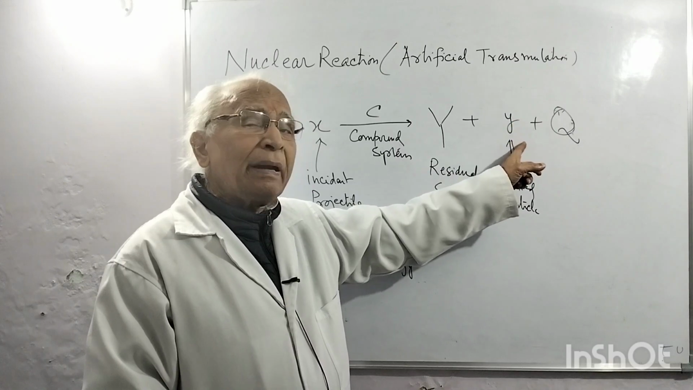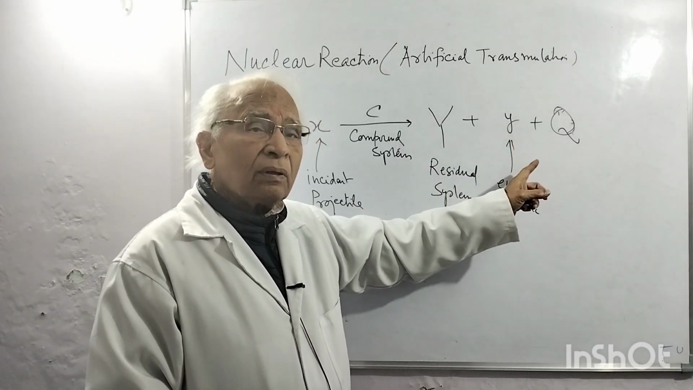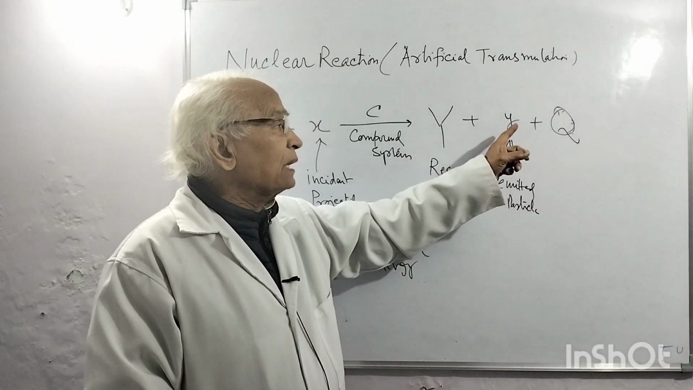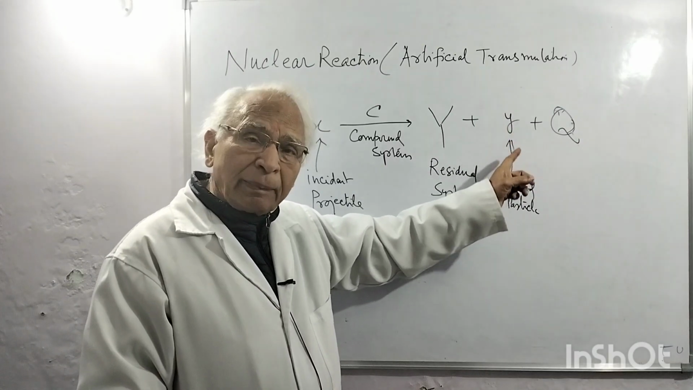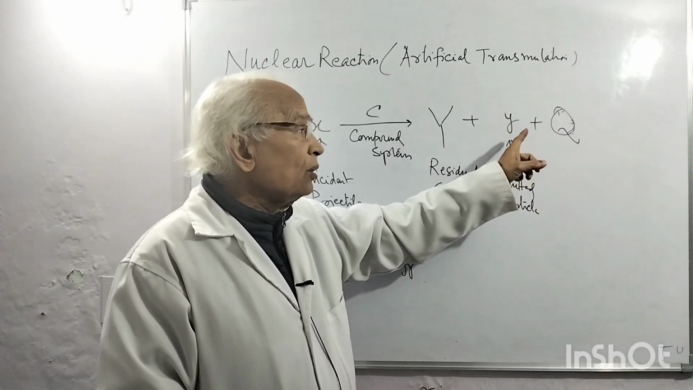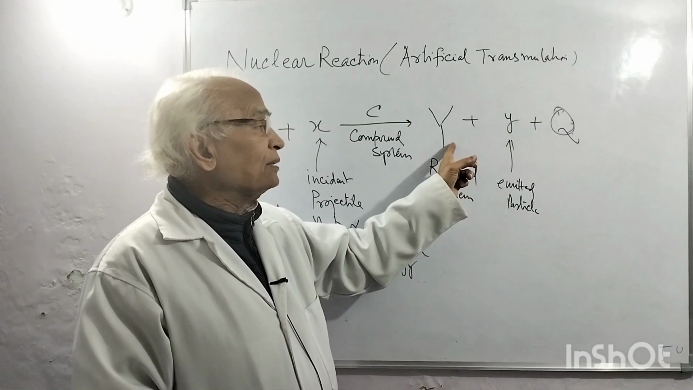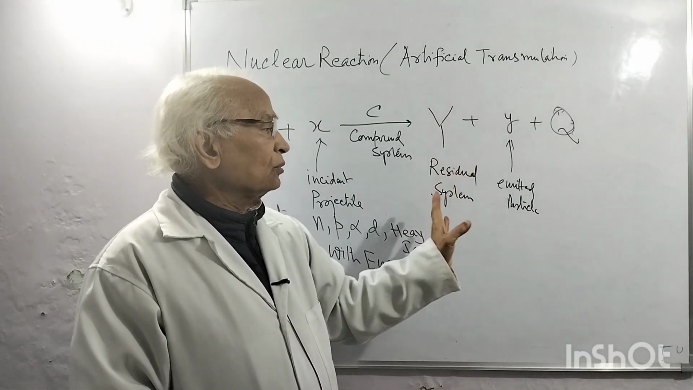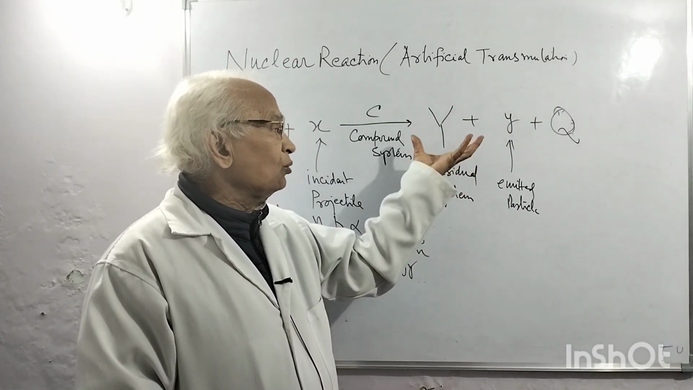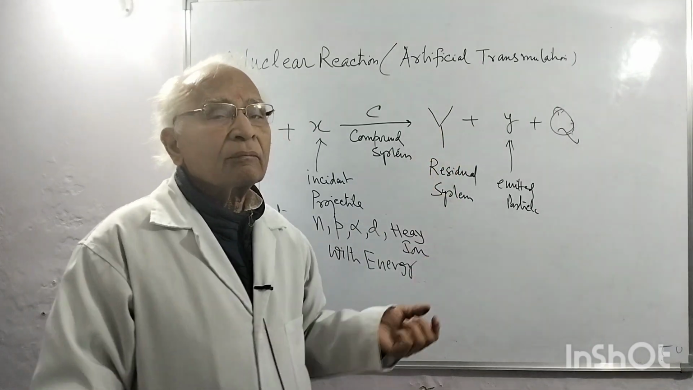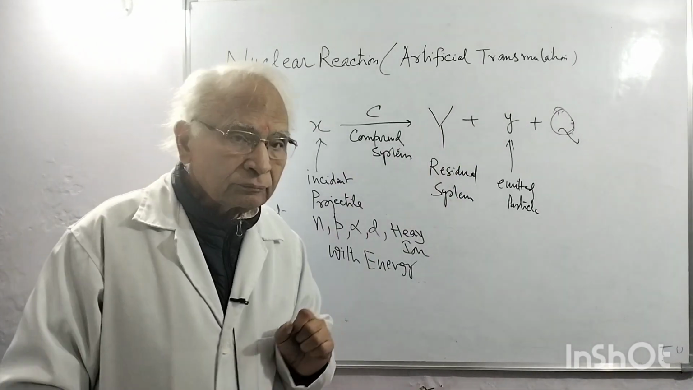This can be a single particle or a single nucleon like a neutron or proton, or a combination like an alpha particle, deuteron, or also a heavy particle, and the residual system remains. So whatever you want to make here, you can get.